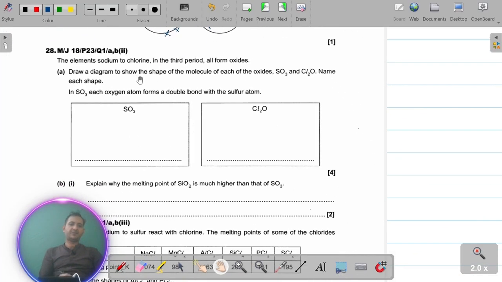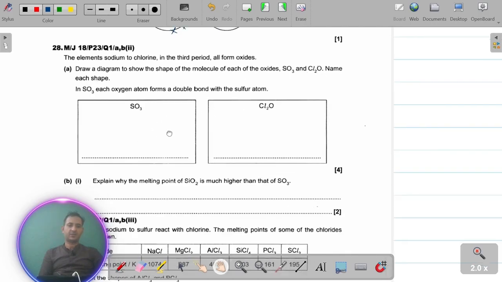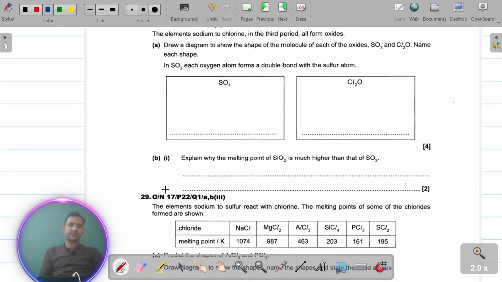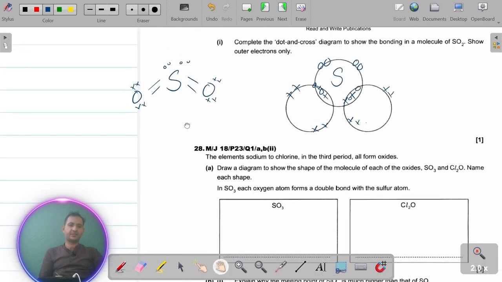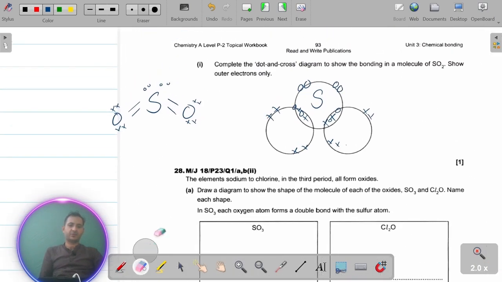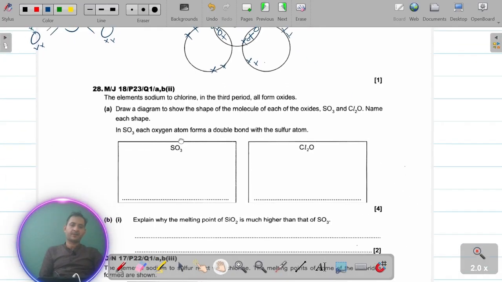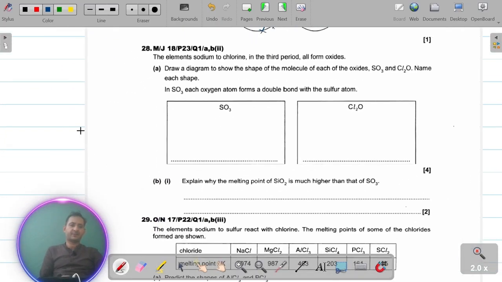The elements sodium to chlorine. Okay, in SO3, each oxygen atom forms a double bond with the sulfur. SCl2: name, draw, shape of the molecule. Okay, so now we have SO3. I think I made a mistake here. This is one lone pair, not two lone pairs, because of 6 electrons. So here is also one lone pair of electrons. My bad.